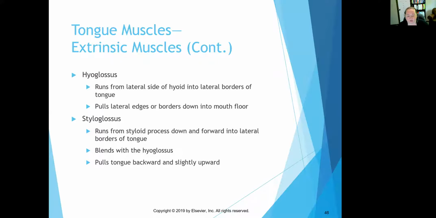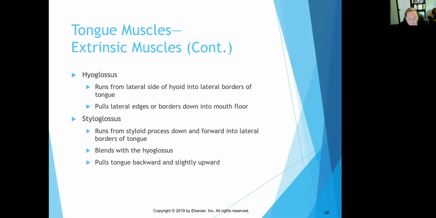Our styloglossus runs from the styloid process down and forward into the borders of the tongue. So this is going to mesh with the hyoglossus, and this is going to pull the tongue backwards and slightly upwards because that's where the styloid process is, right? So we're going to go up and back.